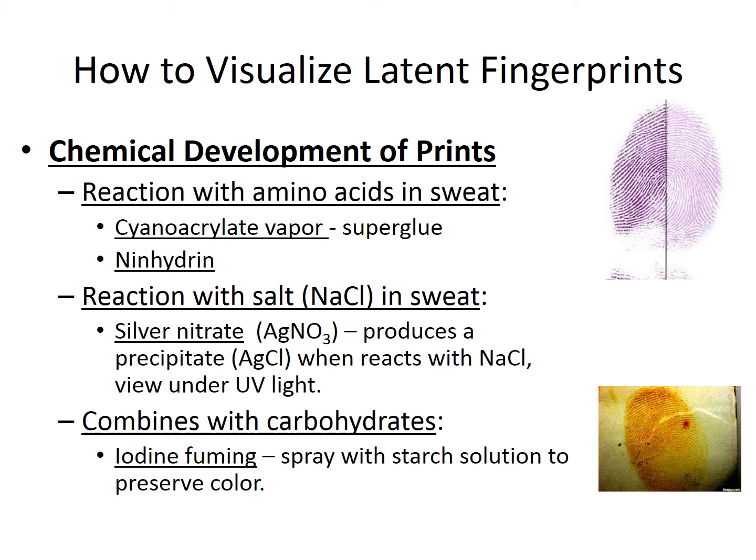We can also talk about the carbohydrates left behind, and that is when we would use iodine fuming. Iodine fuming is another method where you take the object that you suspect to have fingerprints on it, and you place it in a chamber with iodine. The iodine vapor then attaches preferentially to the fingerprint, and it stains it this kind of amber color. Iodine will naturally dissipate after a while, so you have to spray that with a starch solution to preserve the fingerprint.